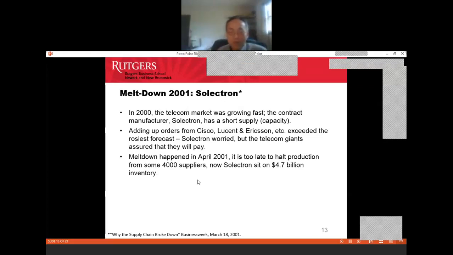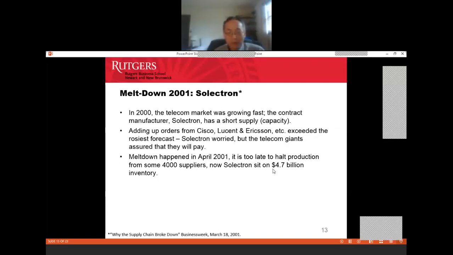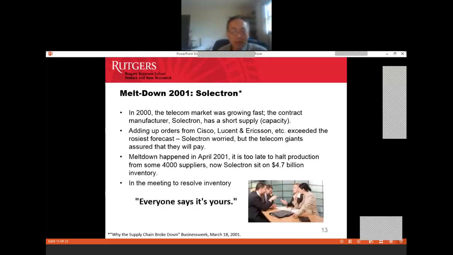But 4 months later, the market crashed, there was very little demand, and Selectron was sitting on $4.7 billion of inventory. That's the classical example of order inflation, and it leads to a supply chain breakdown. In a meeting to resolve the inventory, everybody says the inventory is yours. So you can relate what happened in the game to what happened in real life.